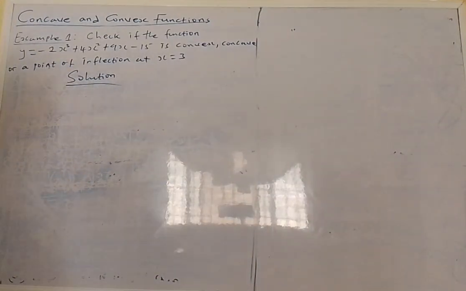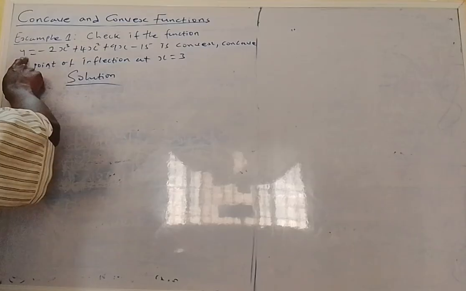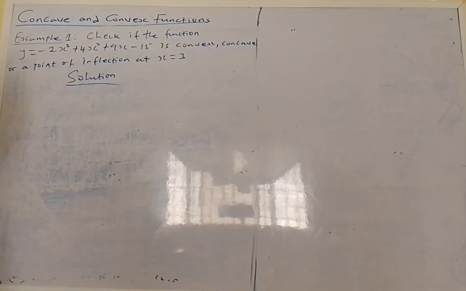So in this class, we'll be looking at some examples in order to make the concept of convexity and concavity of functions clear. Example 1 says check if the function y equals minus 2x raised to the power 3 plus 4x squared plus 9x minus 15 is convex, concave, or a point of inflection at x equals 3. So don't forget the steps we highlighted in our previous class.